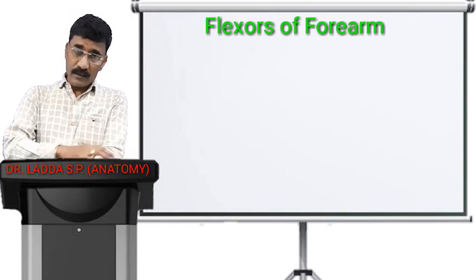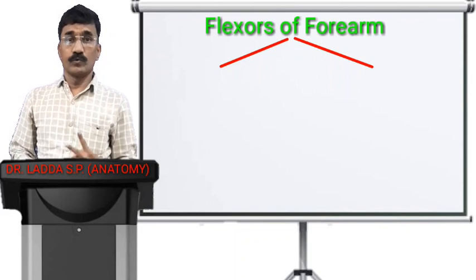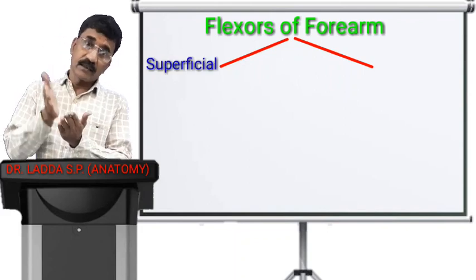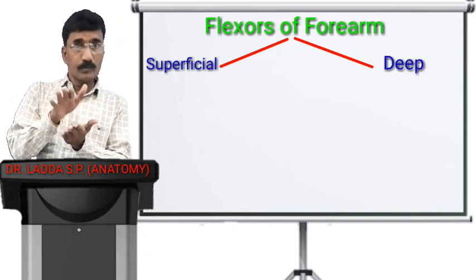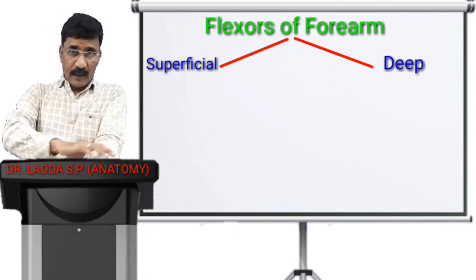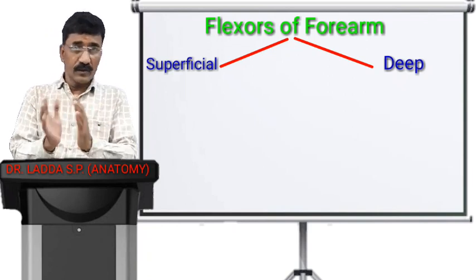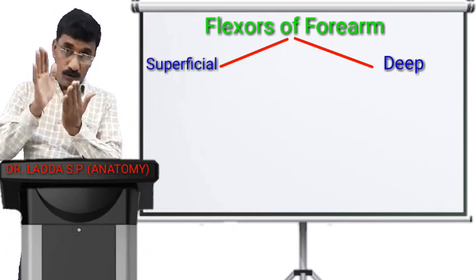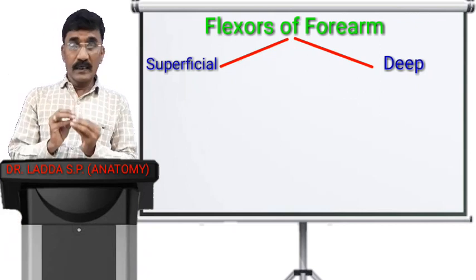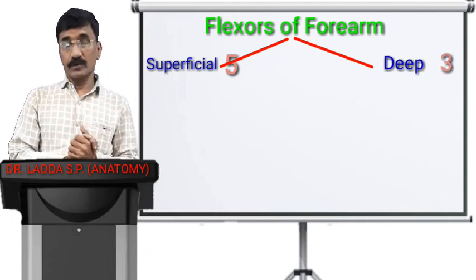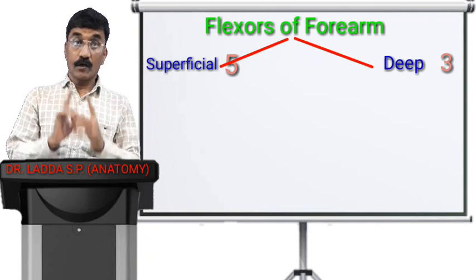We know, friends, this flexor compartment is divided into two groups of muscles. One is the superficial muscles, and the second are the muscles which are deep to this superficial layer. Superficial muscles have origin from the upper part, whereas deep muscles are attached to and close to the bones of the forearm. So there are 5 superficial muscles and 3 deep muscles of the flexor compartment of the forearm.